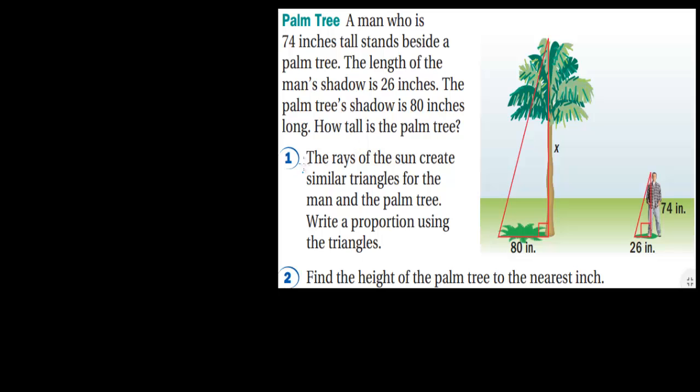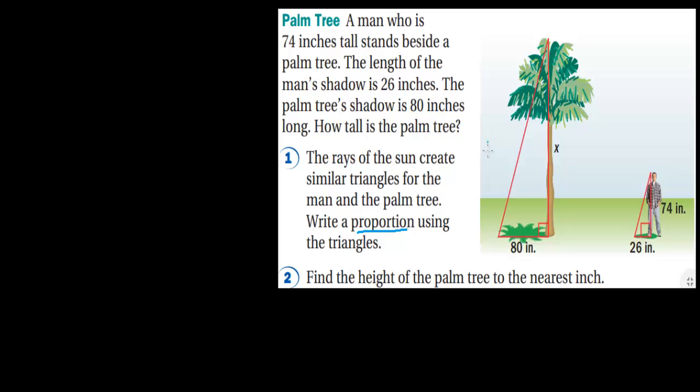And they've broken up this problem into 2 steps. First step, the rays of the sun create similar triangles for the man and the palm tree. Write a proportion. Proportion, remember that word? That means we're going to use an equal sign. It's an equation, and on both sides of the equal sign, we're going to have a ratio.